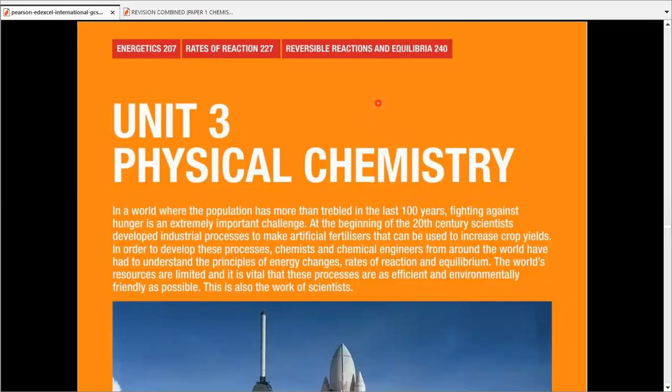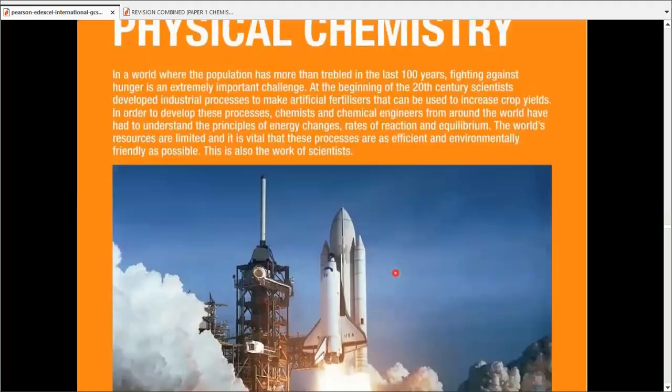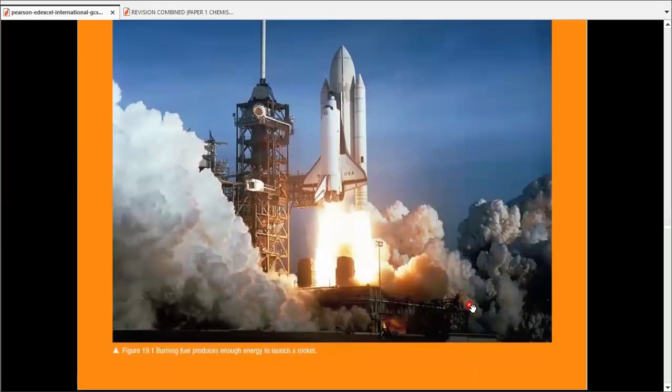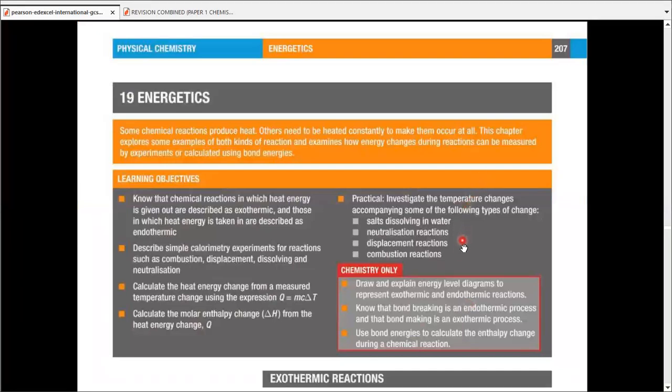Unit 3, Physical Chemistry. This consists of 3 chapters. We're going to start with energetics. When I use the word energetics, what I basically mean is how energy is involved in a chemical reaction. Sometimes chemical reactions give out energy, sometimes they take in energy. And when we divide chemical reactions on the basis of thermal energy, we actually divide them into 2 categories.